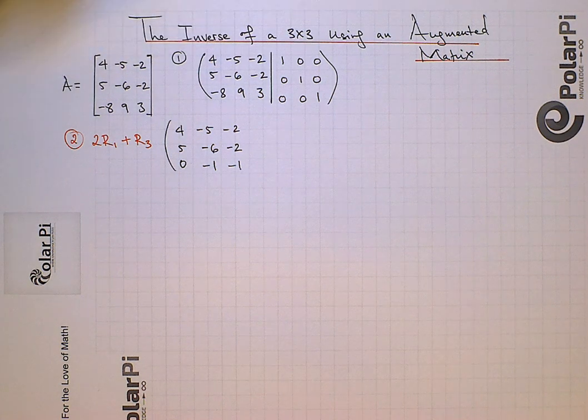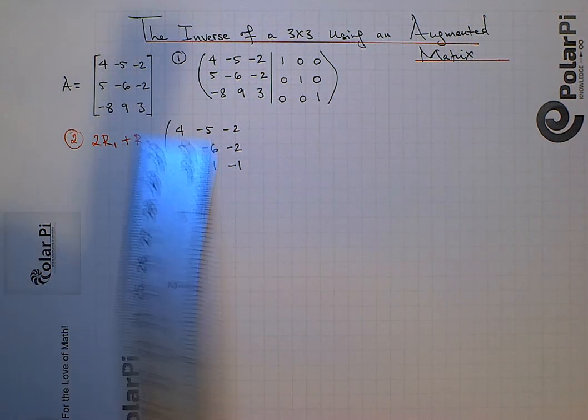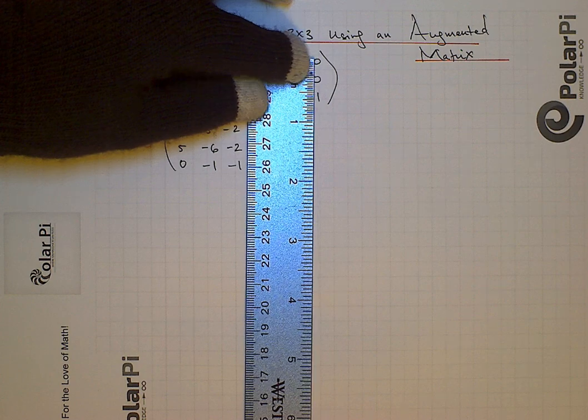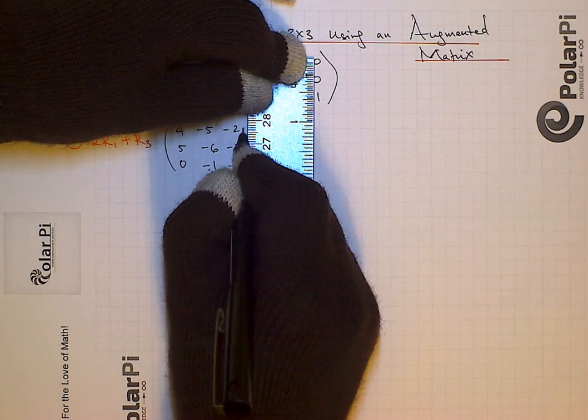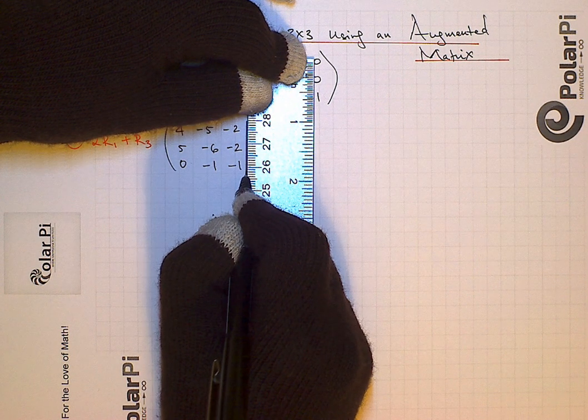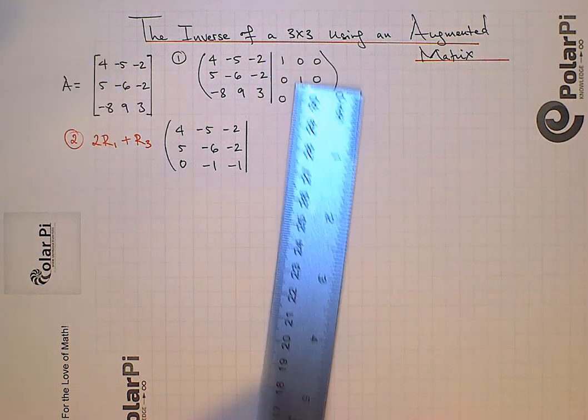And then on the right side, the first 2 rows will not change, because this move only affects the 3rd row.